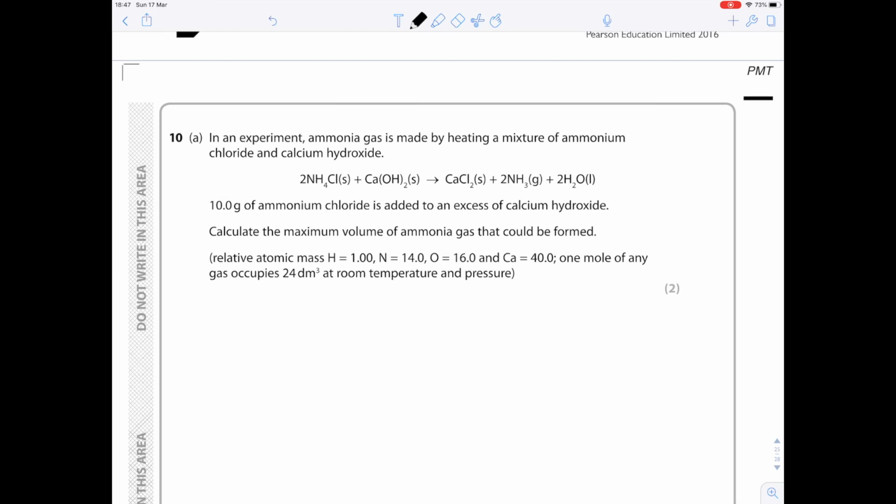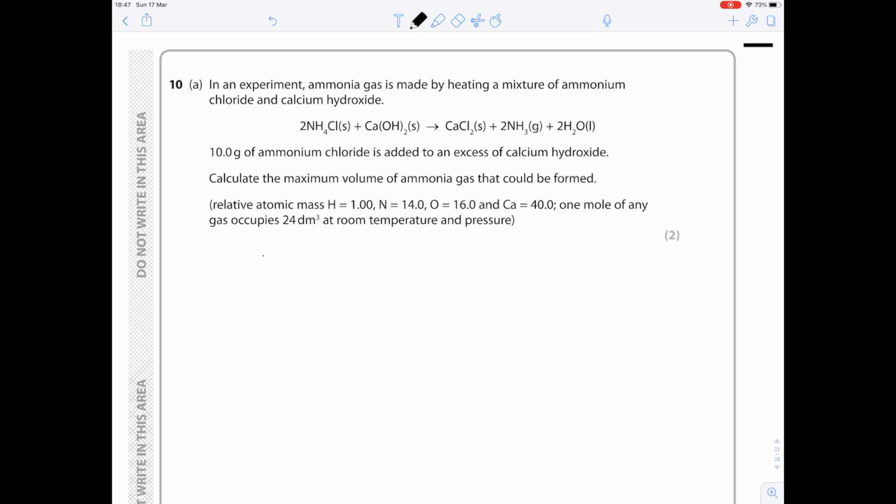10a. In an experiment, ammonia gas is made by heating a mixture of ammonium chloride and calcium hydroxide. 10 grams of ammonium chloride is added to an excess of calcium hydroxide. Calculate the maximum volume of ammonia gas that could be formed. Okay, so I feel like this is a lot of work for 2 marks. I don't really understand their mark allocation.